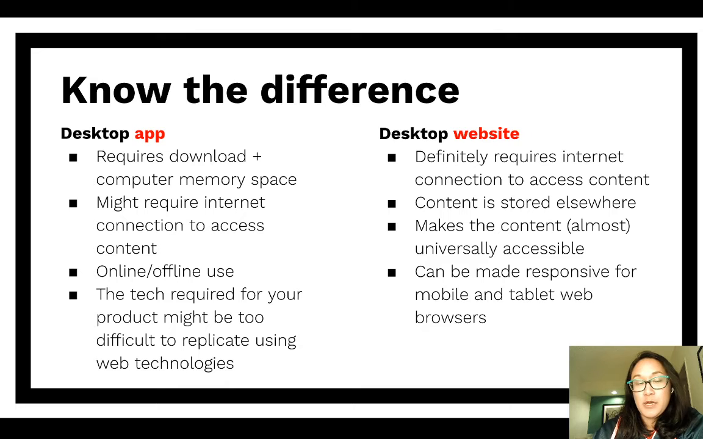So I've used the phrase desktop app and desktop website quite a bit. I've tried to explain the concrete differences between the two, but I want to use this slide as an opportunity to do so again. So generally an app, whether for phone, tablet, or desktop, requires a download. So this person needs to have connection to the internet. It could be either wired or through Wi-Fi or by tethering to their cell phone.